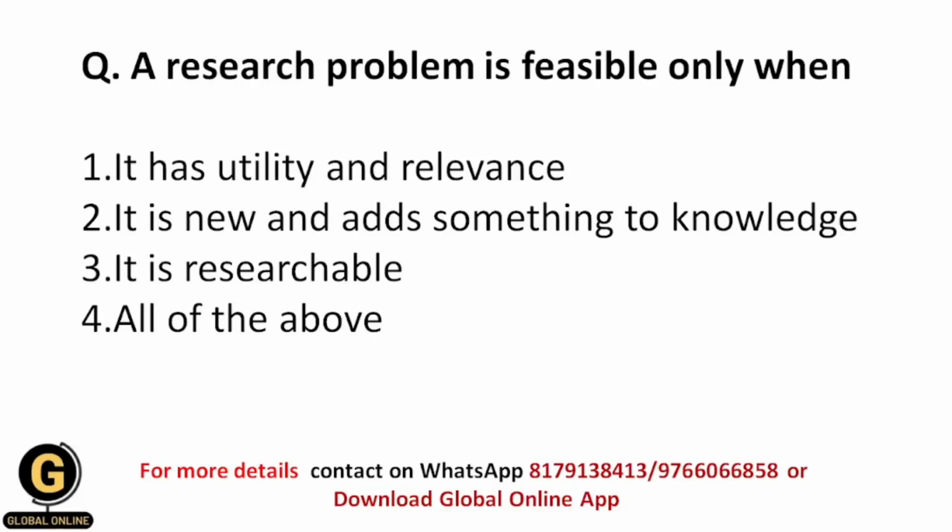Okay, now students, let us see today's MCQ question. A research problem is feasible only when, and the options are: it has utility and relevance, it is new and adds something to knowledge, it is researchable, and all of the above. You have to answer this question through the comments. And I will give you a hint: the answer is in the characteristics of a research problem.